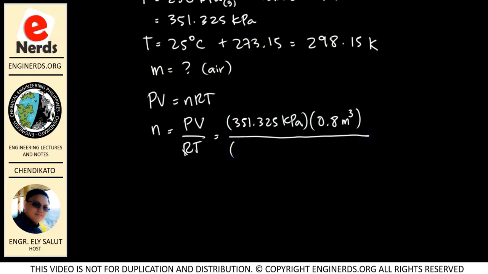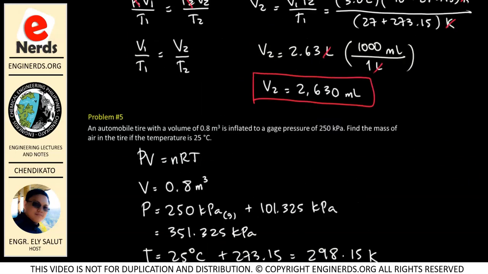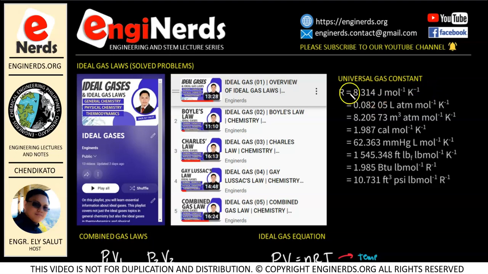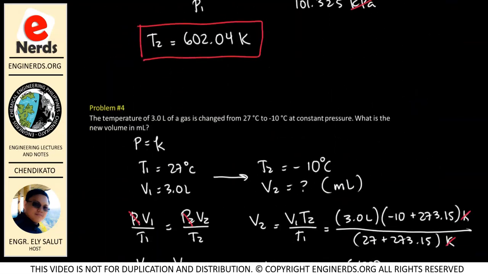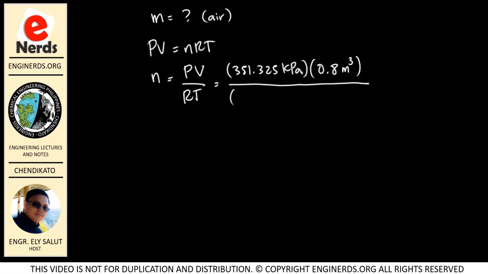So, in here, kung makikita ninyo, naka-kilopascal tayo. And then, we have in Kelvin yung temperature natin. So, we are going to use itong ating universal gas constant here, 8.314 joules per mole Kelvin. Yan ang gagamitin natin dito sa ating problem. So, we have 8.314 joules per mole Kelvin.